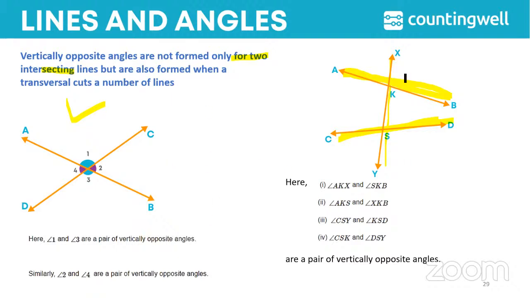In the second figure, we have AKX and XKB as one pair of vertically opposite angles. Then we have AKS and SKB as the second pair. Then we have CSY and KSD as a third pair, and CSK and DSY as the fourth pair.